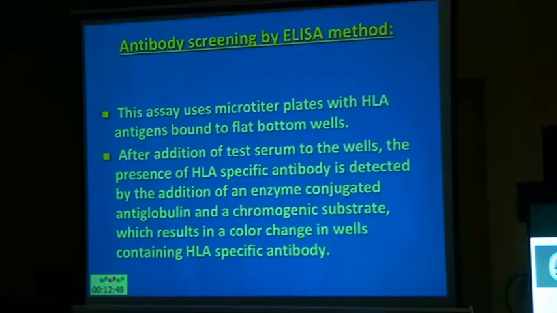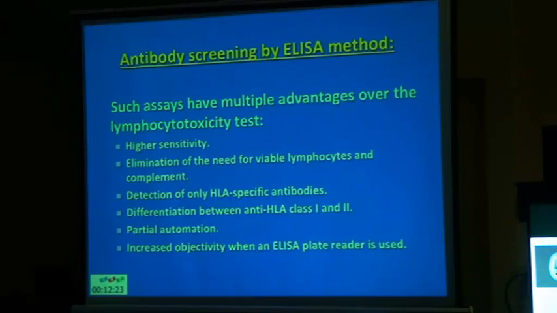Antibody screening by ELISA method. This assay uses microtiter plates with HLA antigens bound to the flat bottom wells. After addition of the test serum to the wells, the presence of HLA-specific antibody is detected by the addition of an enzyme conjugate antiglobulin and the chromogenic substrate, which result in color change in the wells containing HLA-specific antibody.